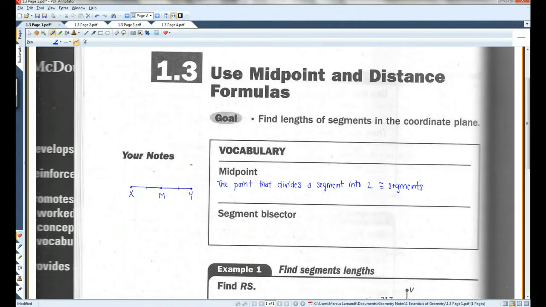A segment bisector is pretty much the same thing, except that it doesn't have to be a point. It could be a point, or a ray, or a line segment, or even a plane.